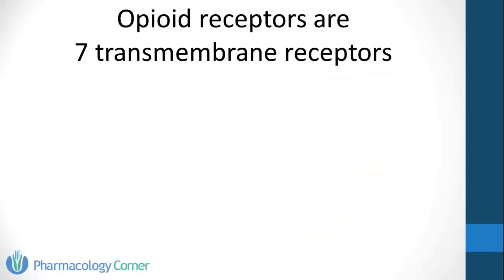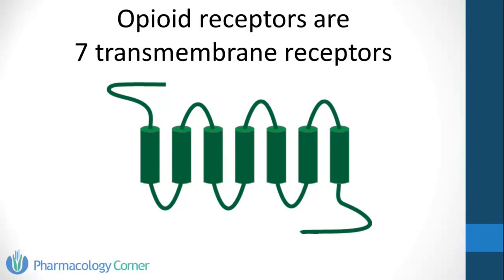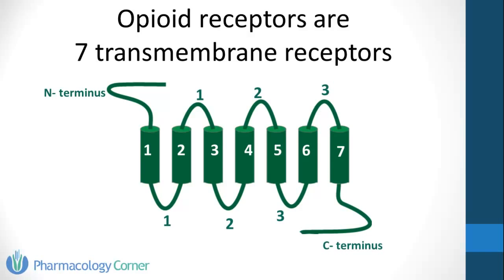This figure shows a schematic representation of a typical 7-transmembrane receptor. As we will see in greater detail in the next slide, opioid receptors are G-protein coupled receptors. Each receptor consists of an extracellular amino terminus, 7 transmembrane helical twists, 3 extracellular loops, and 3 intracellular loops. Finally, a carboxy terminus.